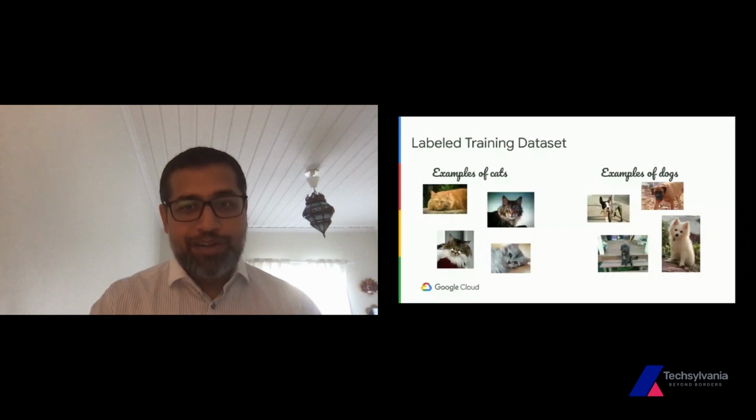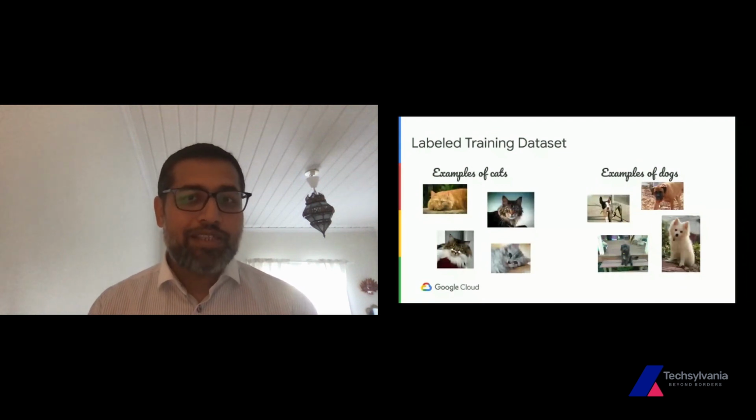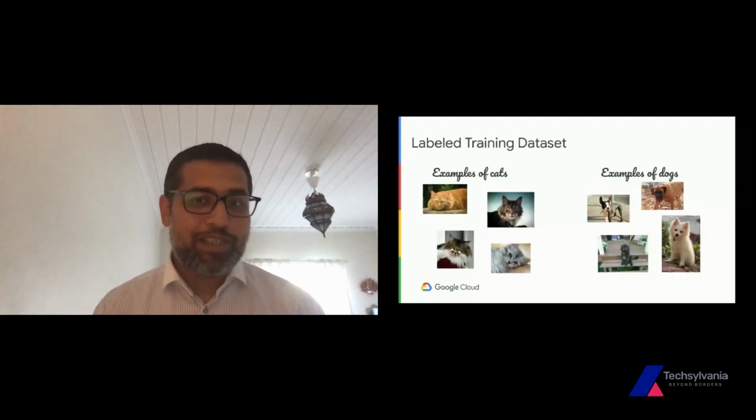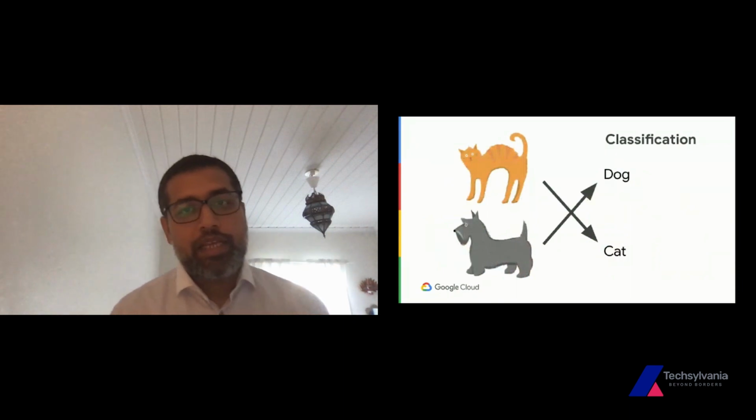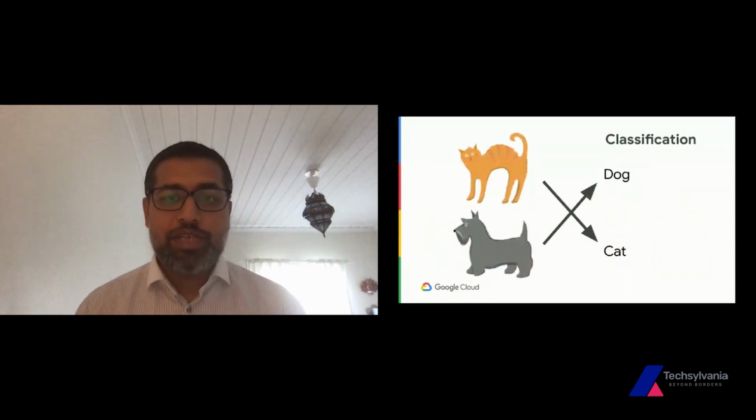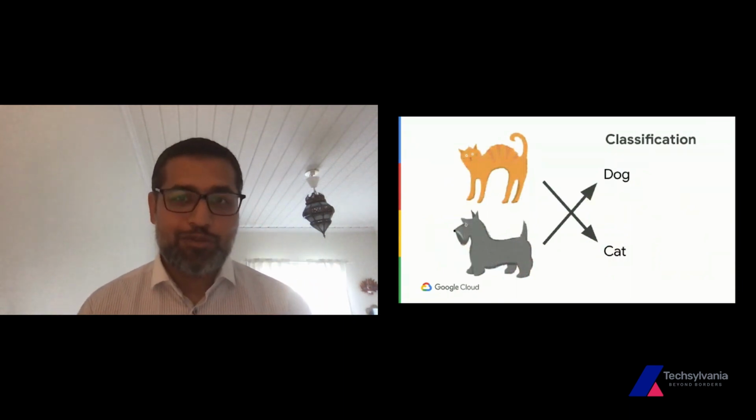So compared to the first example where we had a bunch of rules, in this case, we cannot create rules, and we allow machine learning to find patterns by itself, and to find those rules for us. So this is a simple classification problem. Given any unseen image, cat or dog, a machine learning model should be able to predict whether this image is a cat or a dog, right?